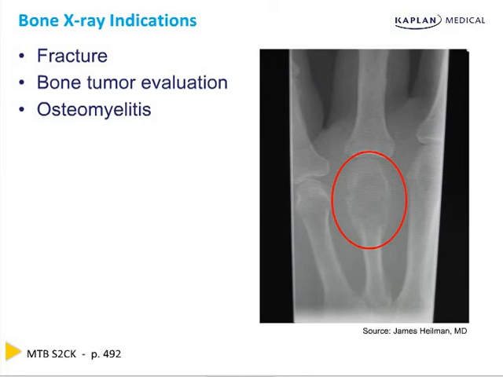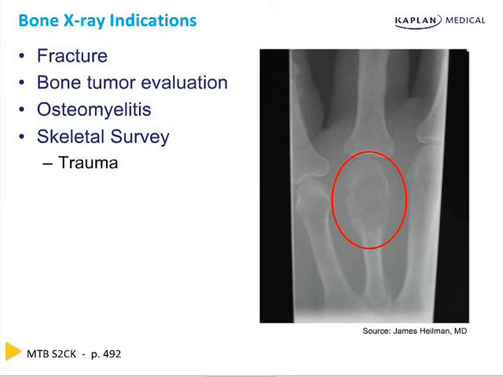Osteomyelitis is an infection of the bone, and classic X-ray findings can help make the diagnosis, as we will discuss on the next slide. Finally, in an emergency room setting, you must be prepared to order a skeletal survey, which is basically a series of X-rays that evaluate all the bones in the body. There are two classic patients that you may encounter on your Step 2 CK exam that require a skeletal survey. The first is a patient who comes in after a serious traumatic event like a motor vehicle collision.